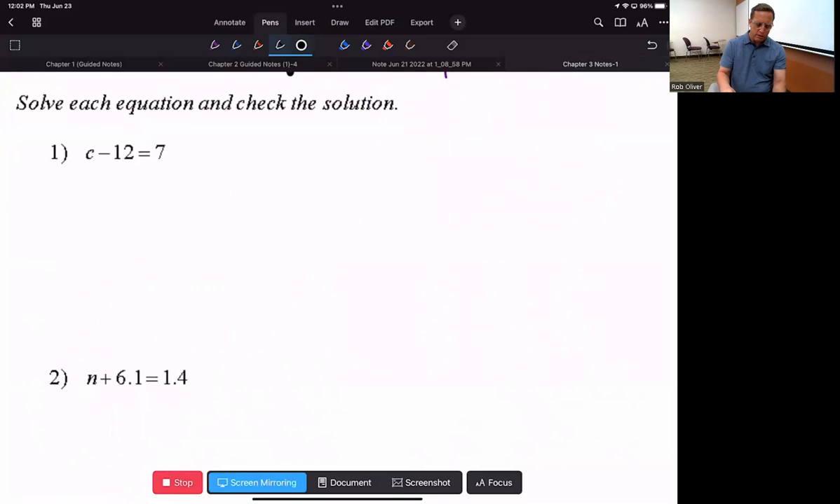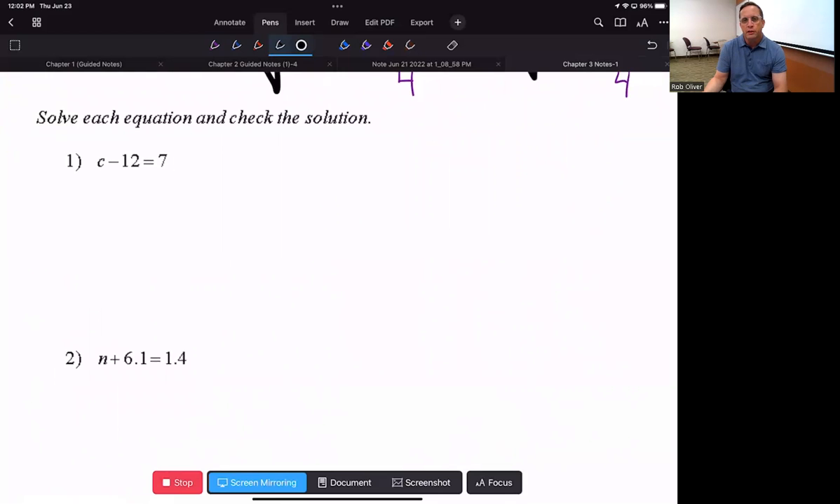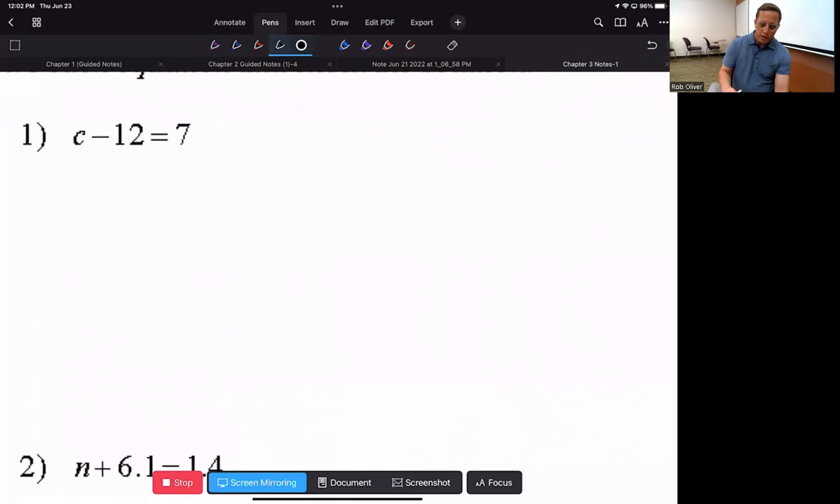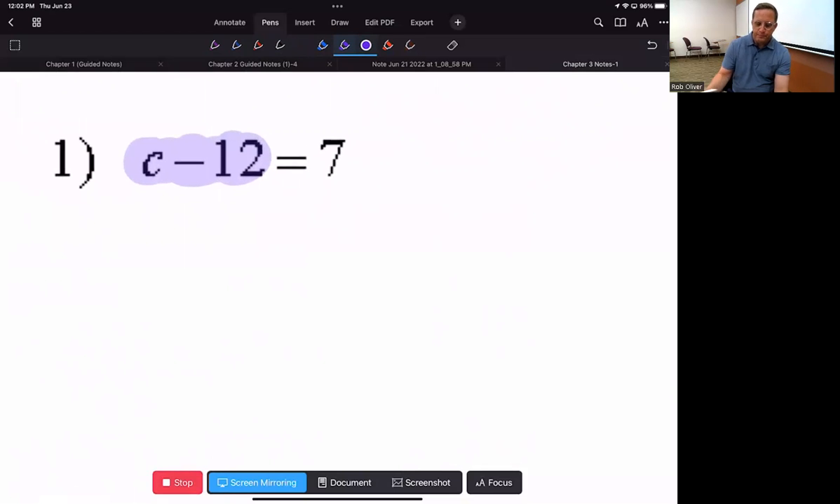Now, the first type of equations we're dealing with in this chapter are one-step equations, meaning they only take one step to solve. For number 1, you have c minus 12 equals 7, and what you want to do is laser focus in on the variable side, on the letter side. That side is going to tell you what you basically have to do, because it's all about inverse operations, the opposite operation.